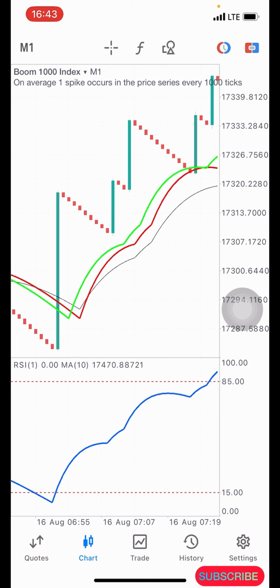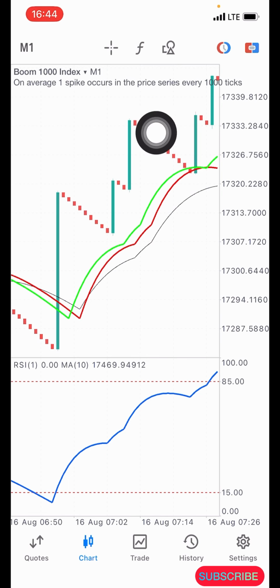Okay, so here in today's video I'll be showing you guys how to catch spike with this one. I'll be showing you guys a method how you can use this same strategy to catch spike in the boom and crash market. Okay, so without wasting much of our time, before I go into that, let me quickly share the setup for you guys again, for those of you who are just coming across this strategy for the first time.